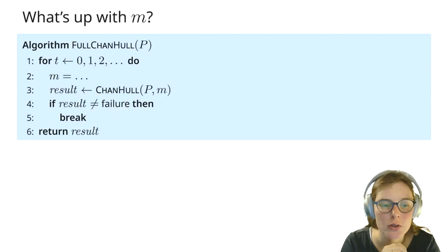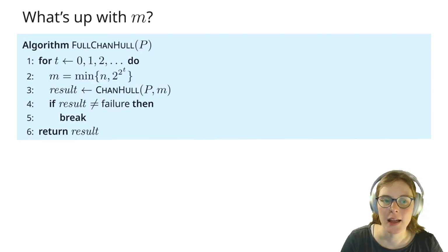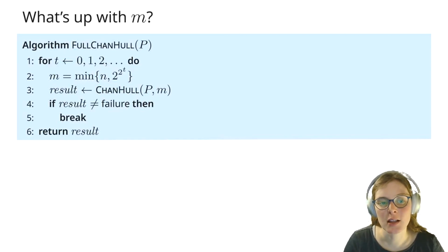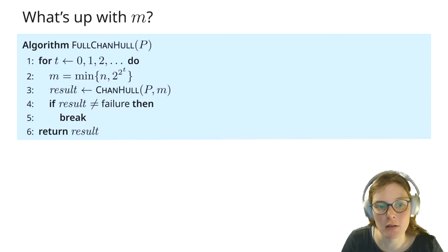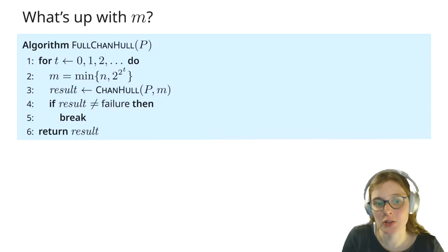So now I want you to pause the video and think of which function for m you would suggest and which running time this function would result in. And the answer here is that m should take the following function. It will be the minimum between n and 2 to the power of 2 to the t. The idea here is that m will grow fast enough so that we will hit the correct value for the convex hull quick, but it doesn't grow too fast that we don't waste too much running time.